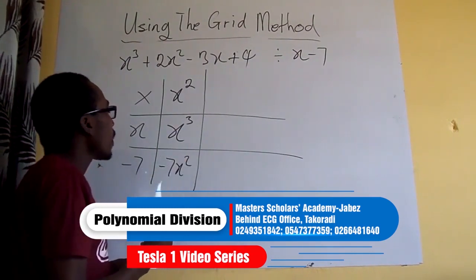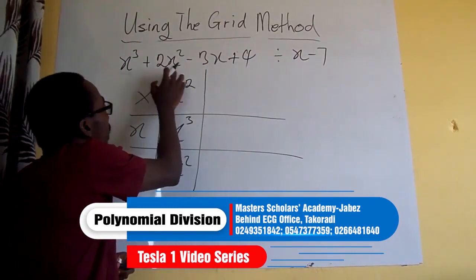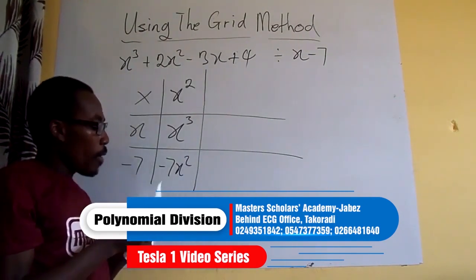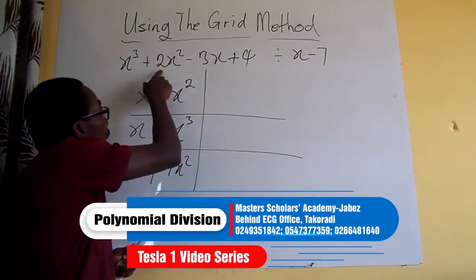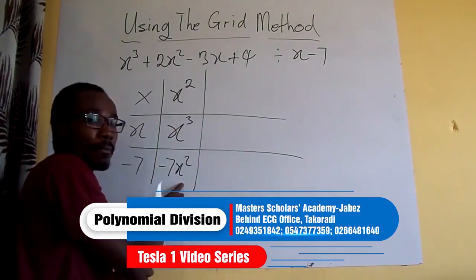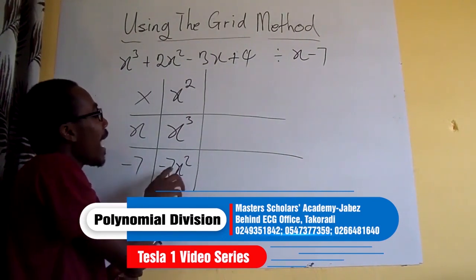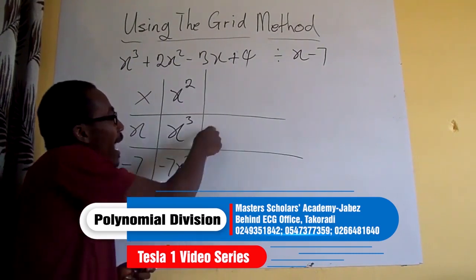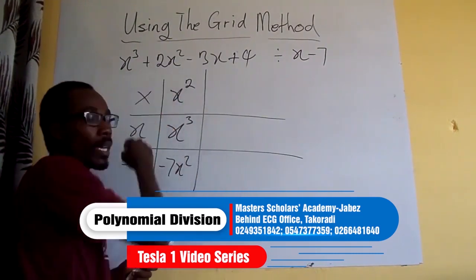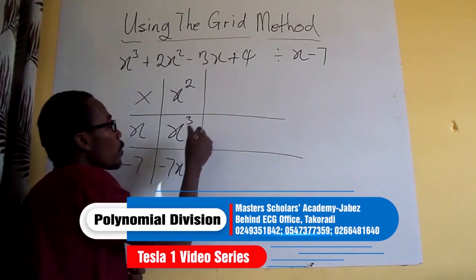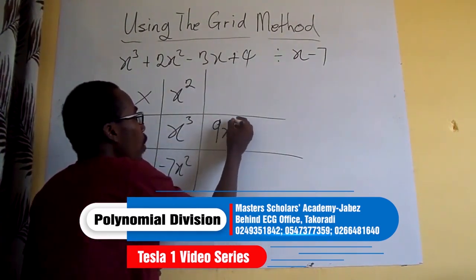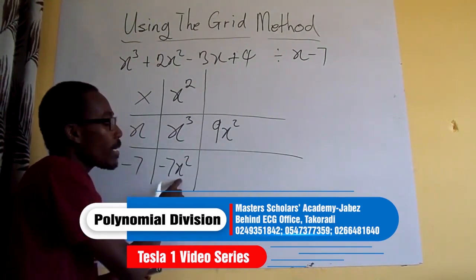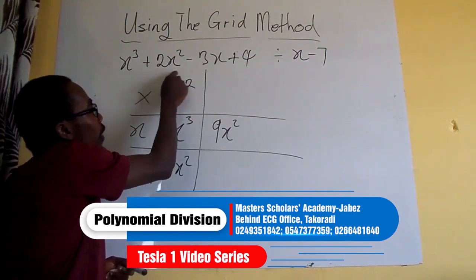Now, in the next stage, look at the next term of the dividend. It is what? 2x squared. We already have minus 7x squared here. What you should ask yourself is what number to put here such that when you sum what we have here and that number, it gives you 2x squared. Already we have minus 7x squared, so we can see that 9x squared would be the perfect number, in the sense that 9x squared plus minus 7x squared gives us the 2x squared that you see here.